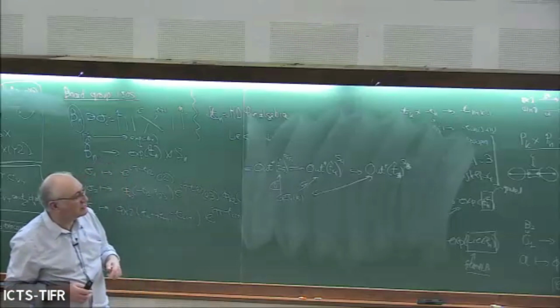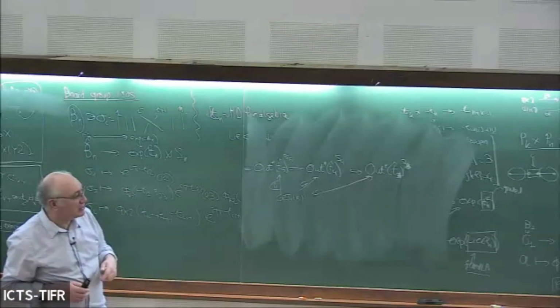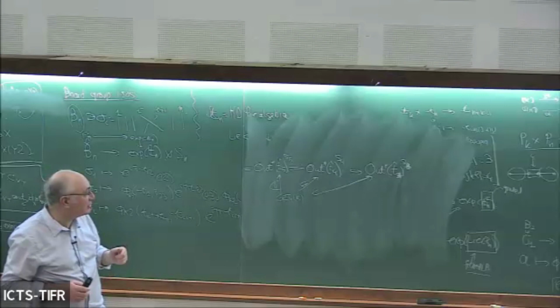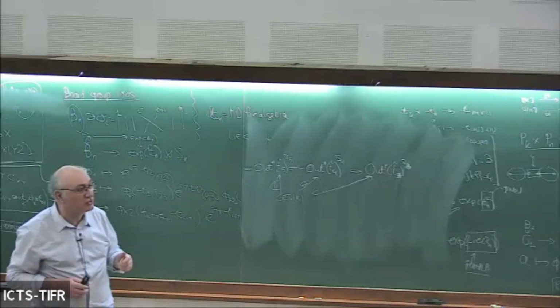So this is it. I hope this clarifies a bit associators and GT groups and GRT groups.